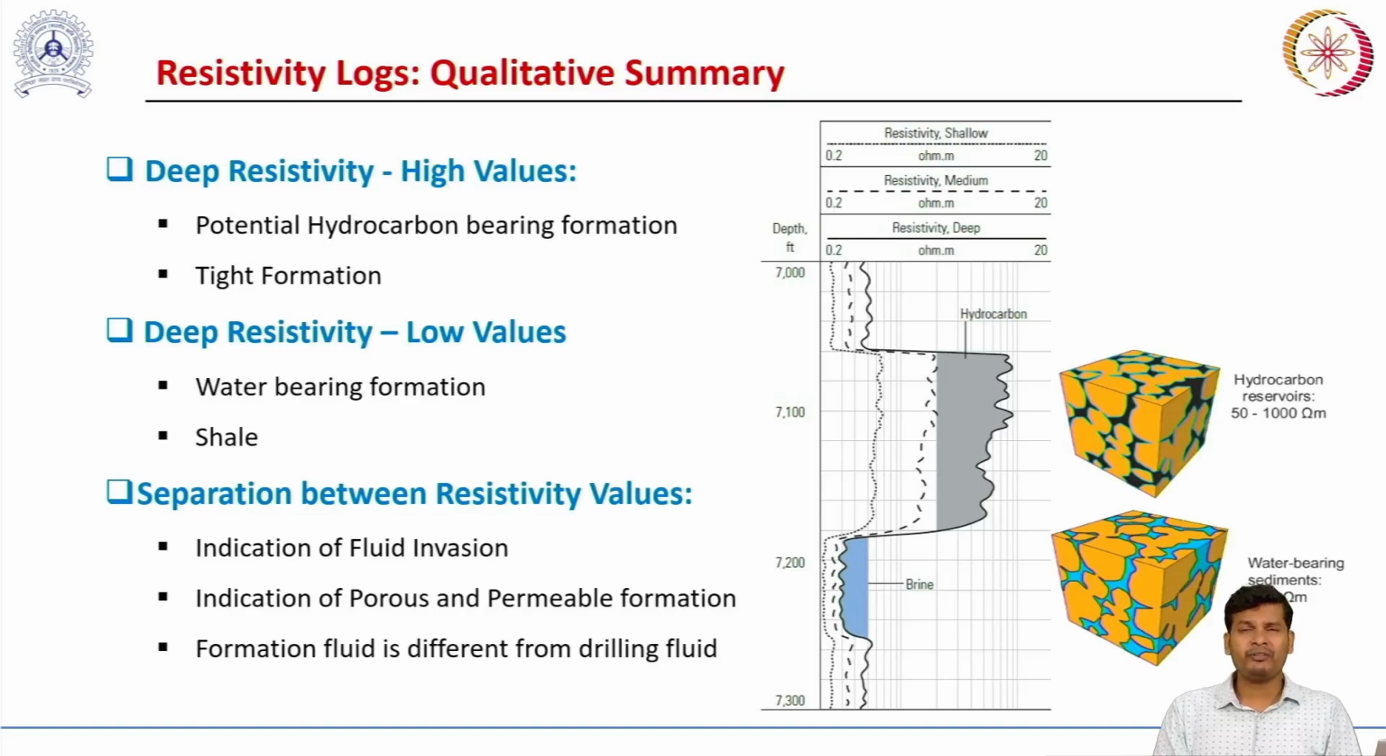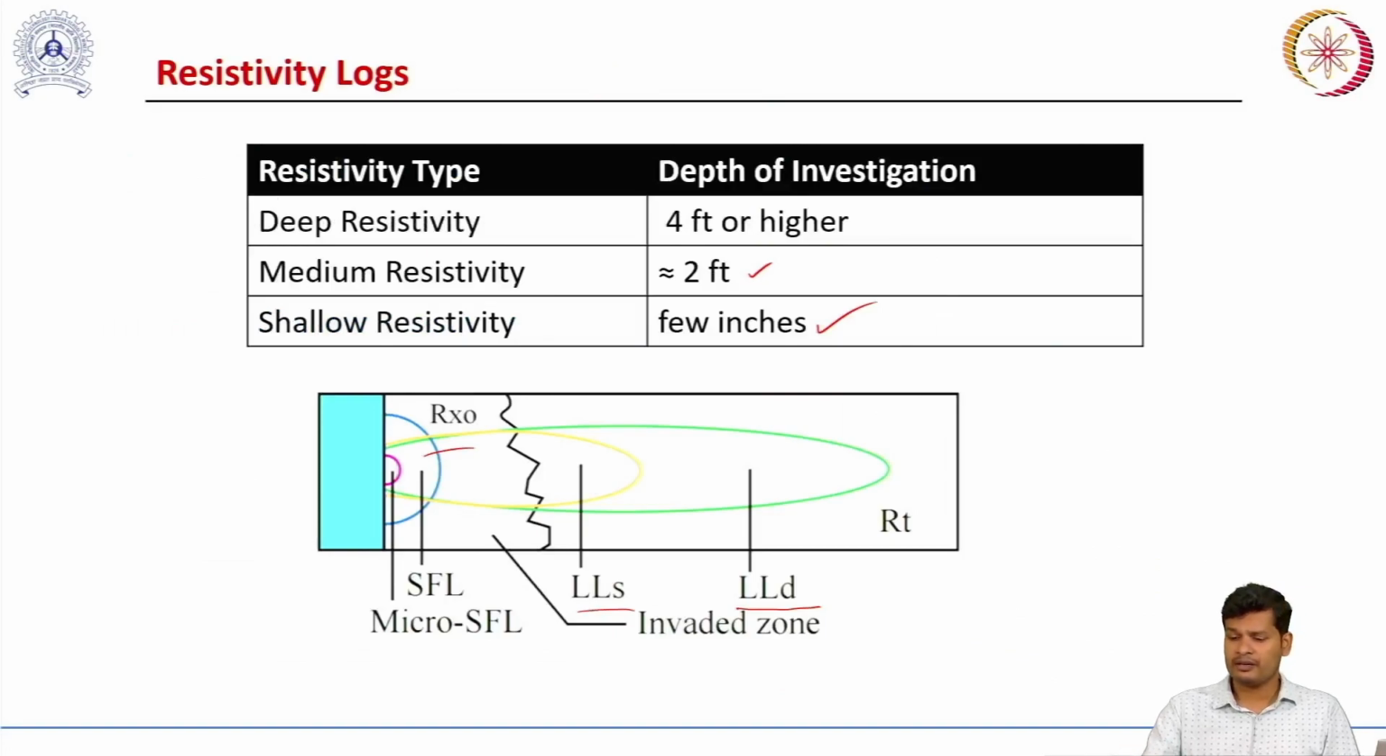Before we move on to the different types of logging tools, I just want to mention a few qualitative points, so that you understand what a resistivity value could mean when the tool records it. Since we have already discussed that we have three types of resistivity logging, deep, medium, and shallow: the deep is going to measure the true resistivity, the medium is going to measure the transition zone resistivity, and the shallow resistivity logging tool is going to measure the flushed zone resistivity.